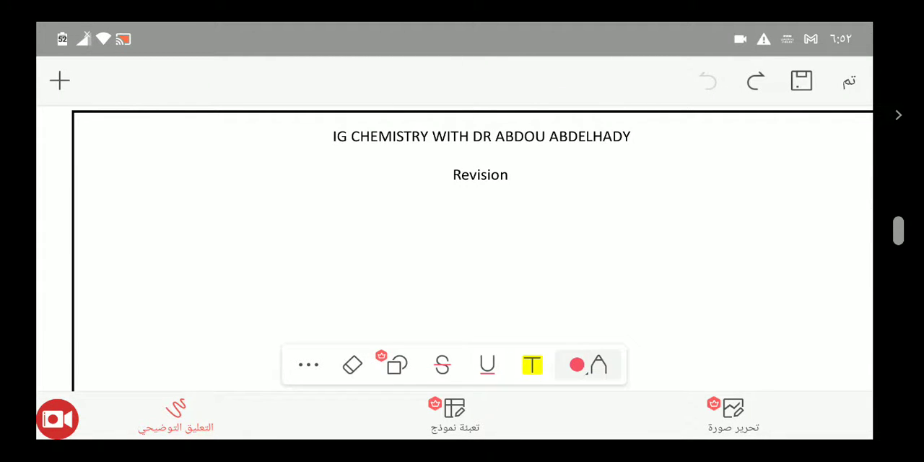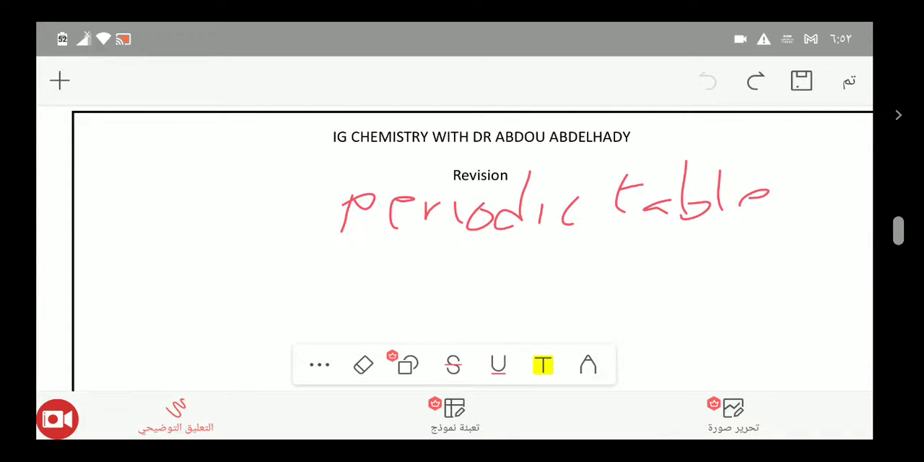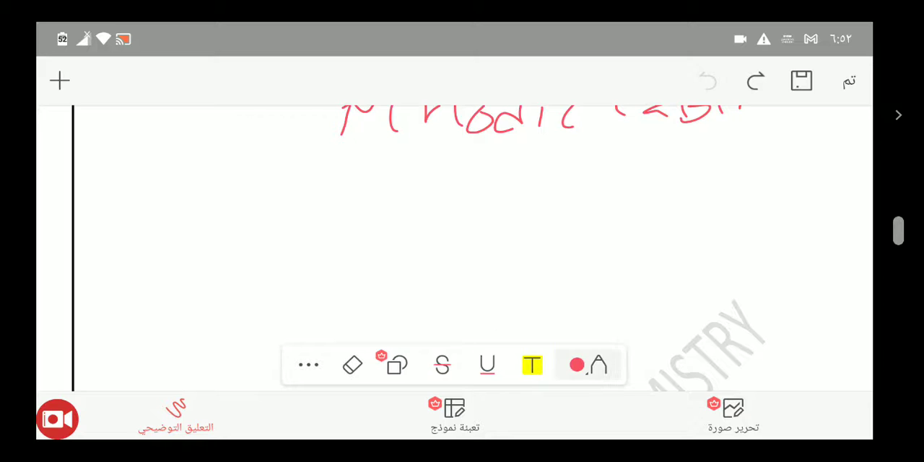Inshallah today we'll make a quick revision about some topics in our IGCSE curriculum. Firstly, let's talk about the periodic table. When we talk about the periodic table, we have to remember the most important groups, which are group 1 elements.